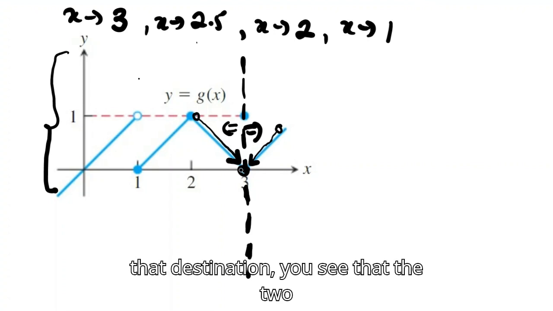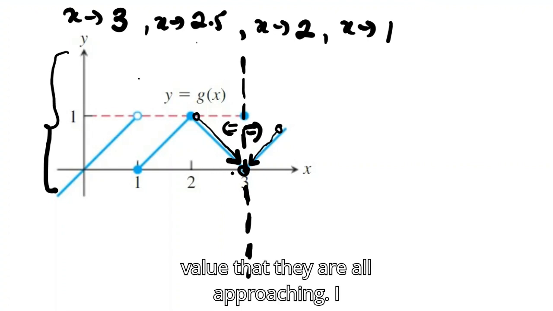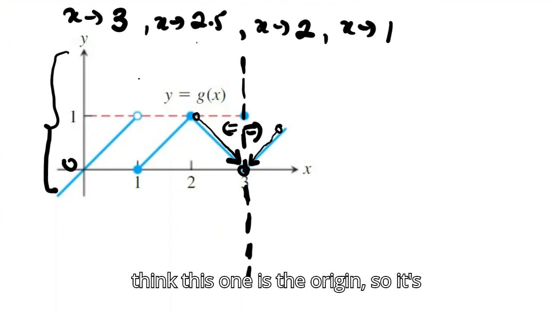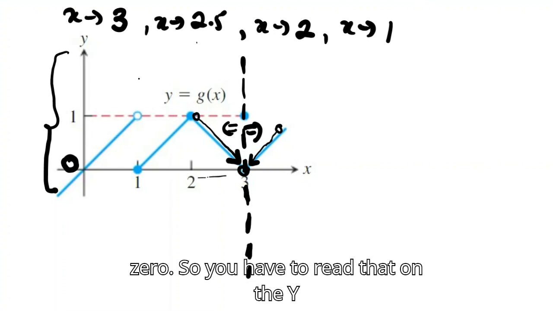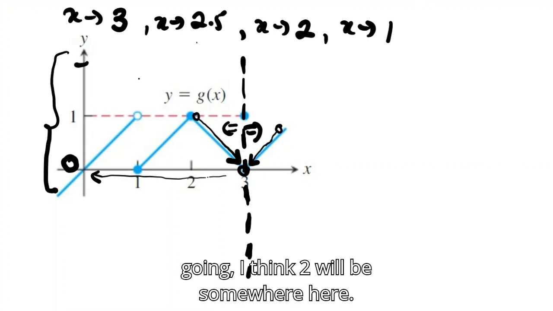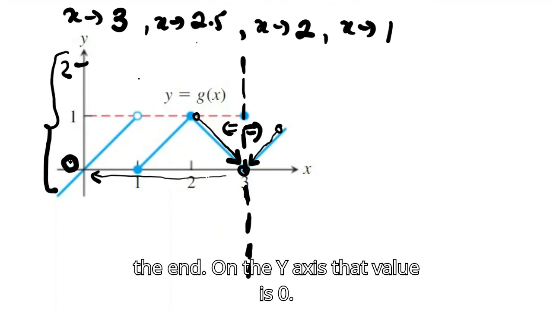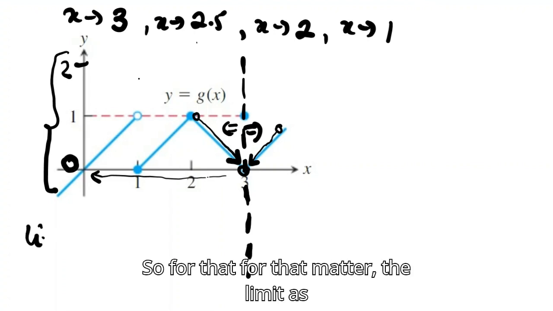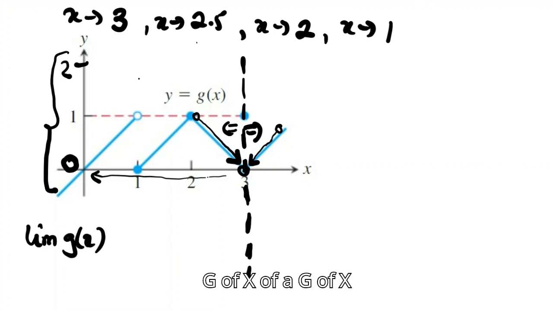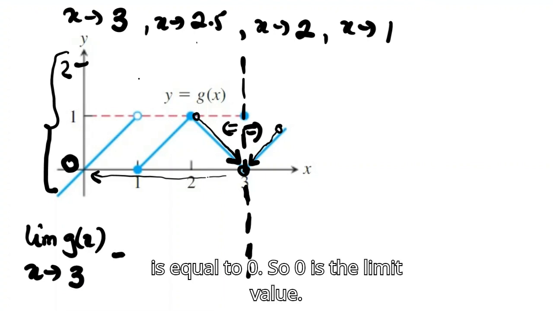So when they came to that destination, you see that the two sides are reading the same value. They are approaching the same value. I think this one is the origin, so it's 0. So if you have to read that on the y-axis, the 0 value is here, right? Because 0, 1 going, I think 2 will be somewhere here, but they are all approaching the value on the y-axis, and that value is 0. So for that matter, the limit of g of x as x approaches 3 is equal to 0. So 0 is the limit value.